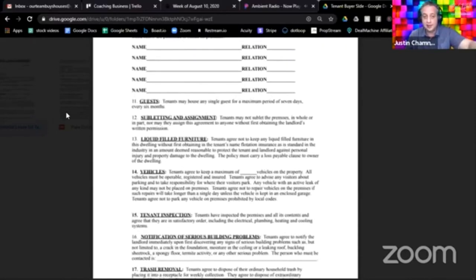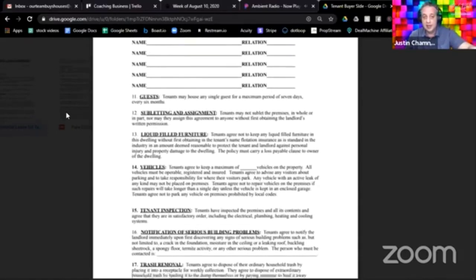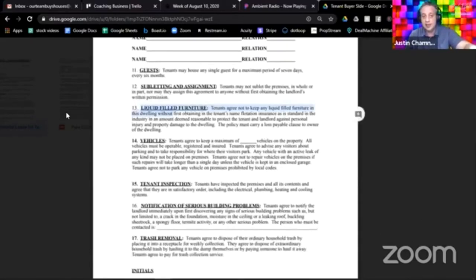This is a lease agreement. It's easily changed. I recommend not changing number 12 here, subletting and assignment. Tenants may not sublet the premises. Keep that the way it's written, okay? You don't want your tenant buyer going ahead and trying to do a lease option deal with your lease option deal, all right? So familiarize yourself with some of these things.